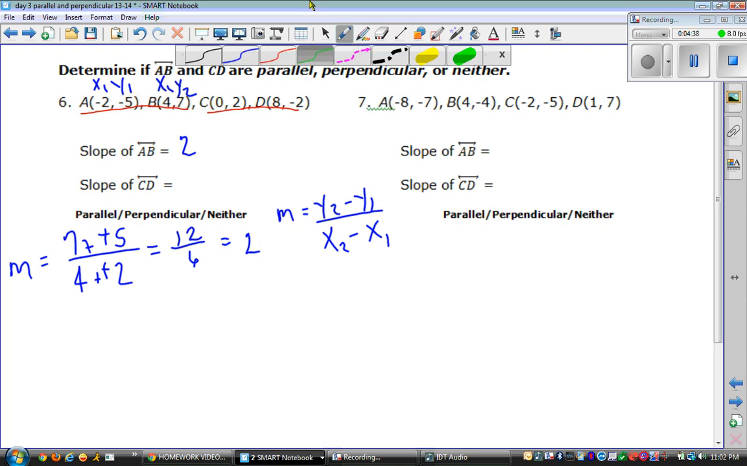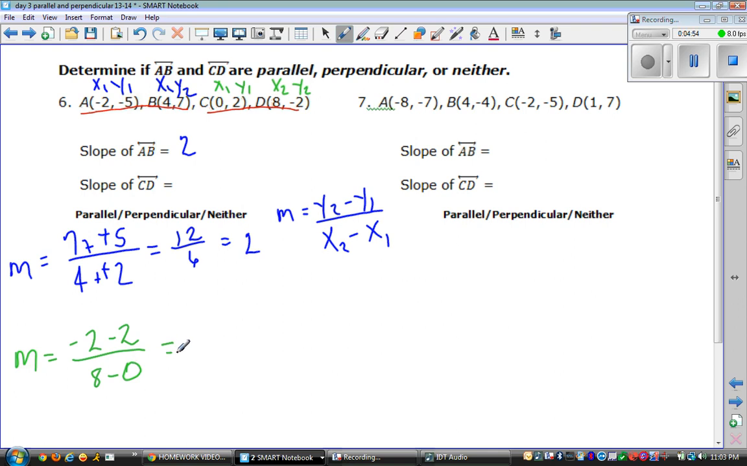So now find the slope of the other one. I'm going to do the same thing. x1, y1, x2, y2. So plugging into the formula again. -2 minus 2 over 8 minus 0. So I get -4 over 8, which reduces to negative 1/2. So this is negative 1/2. Since one is positive and one is negative, and they're also reciprocals, these two are perpendicular.